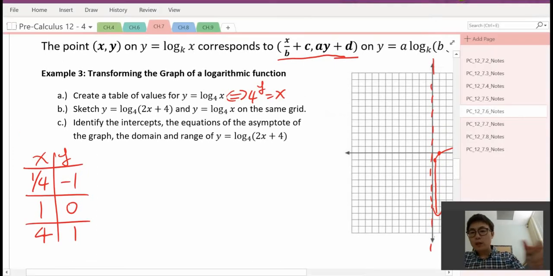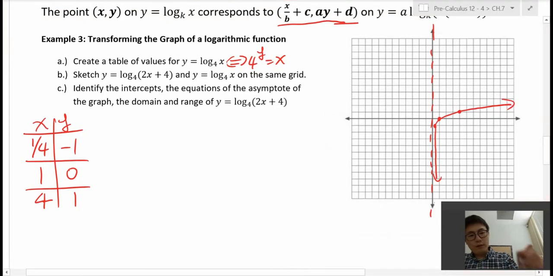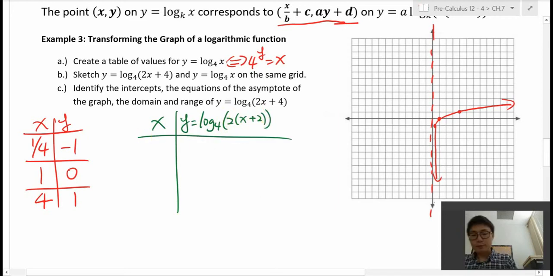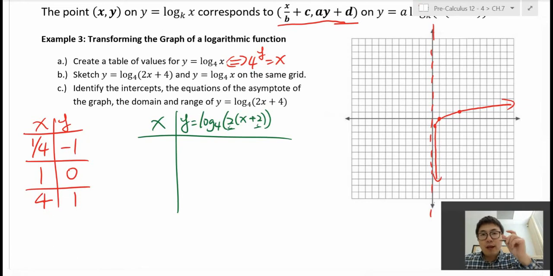Okay, now I'm going to change the color. Draw green. Now I am going to have the x, and this one is going to be y equals log base 4. Again, notice how this is 2x plus 4. Recall, we always factor out the value of b first. Okay. So let's see what's happening now. Well, we have the value of b, we have the value of c.